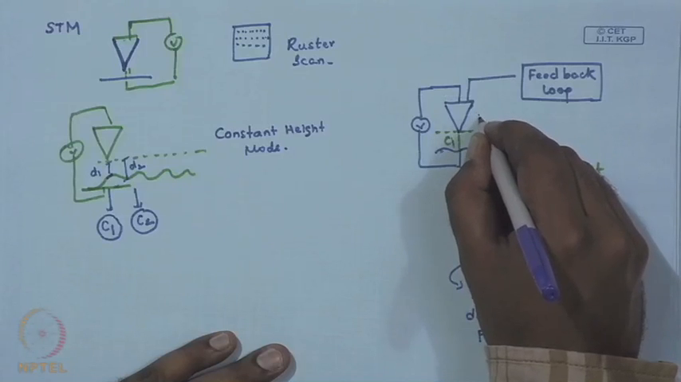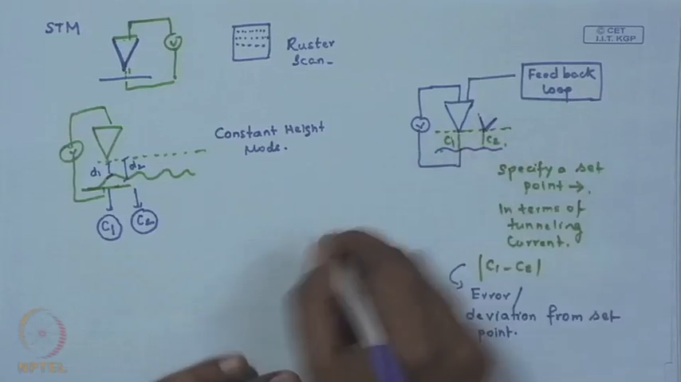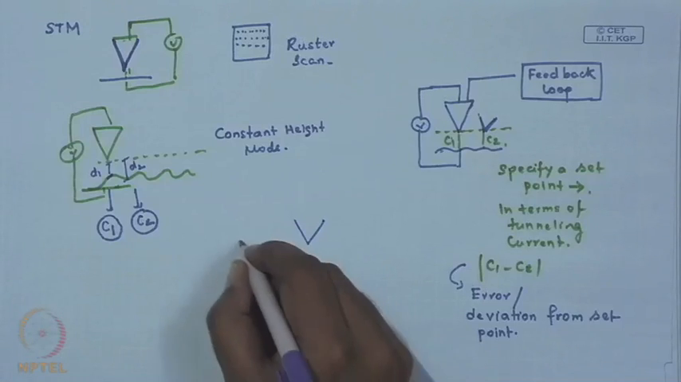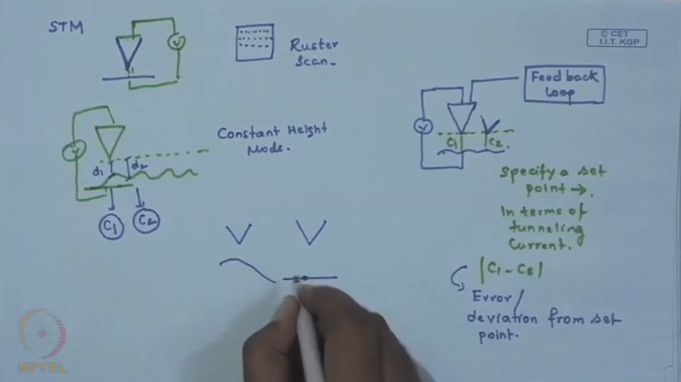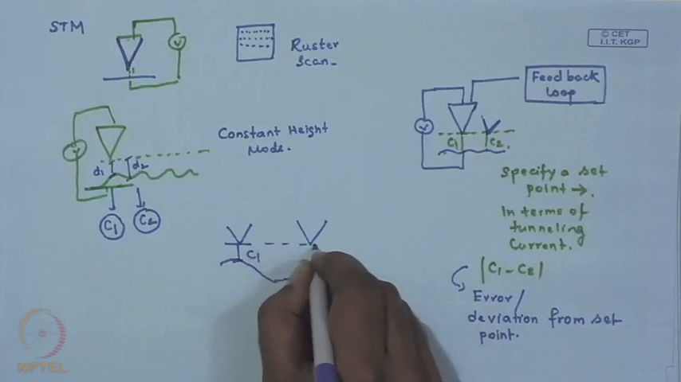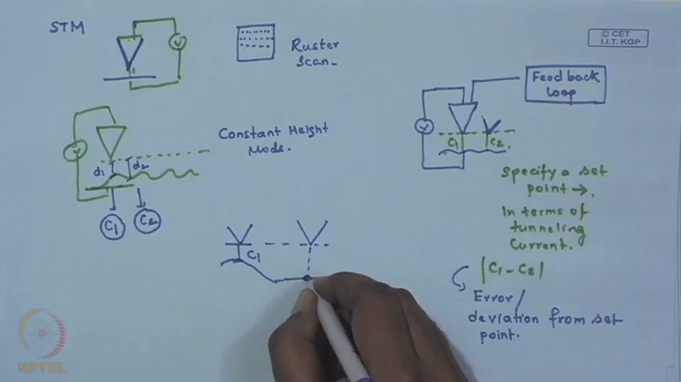So, let us say the tip was here, it was corresponding to the set point configuration, the current was C1, it has now gone to the second point, the distance has increased.